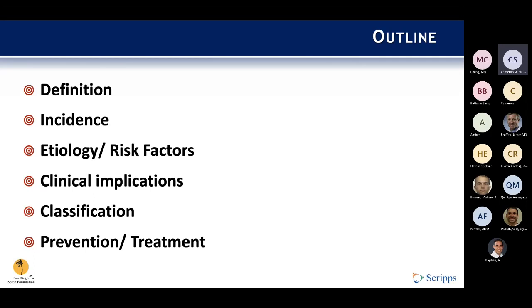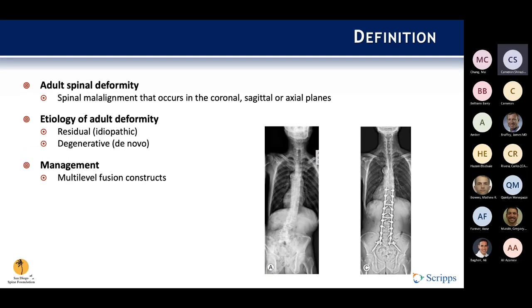A lot of these things that we'll talk about when it comes to risk factors are topics in and of themselves that we've actually had discussions on earlier. So we'll try to focus in on certain aspects here. So just overall definitions: adult spinal deformity, malalignment that occurs in the coronal, sagittal, or axial planes. It can be residual or de novo, the two big definitions.